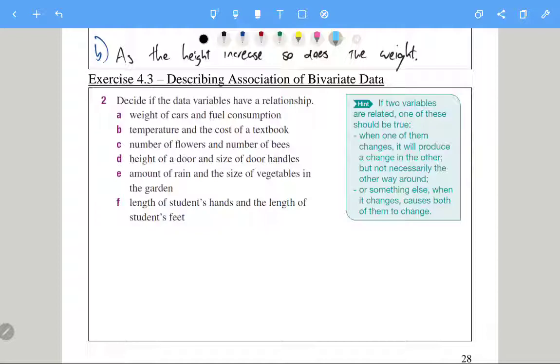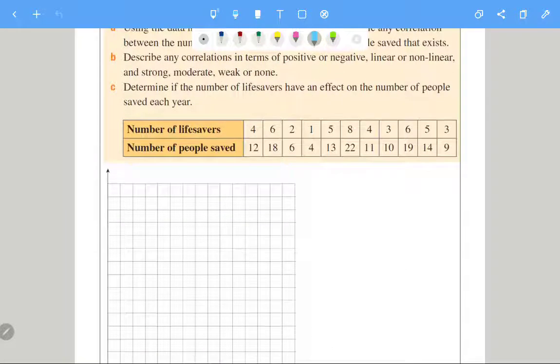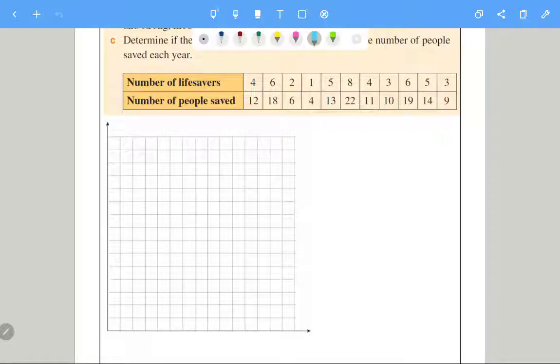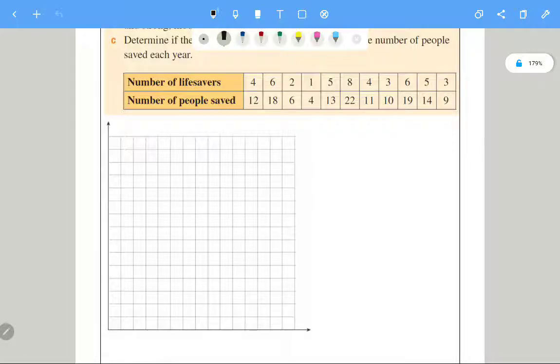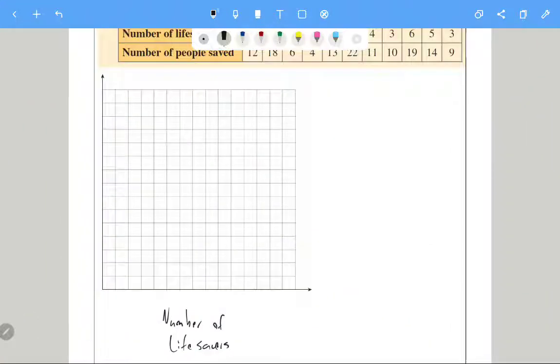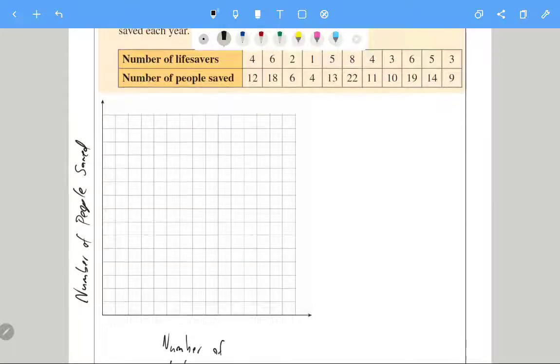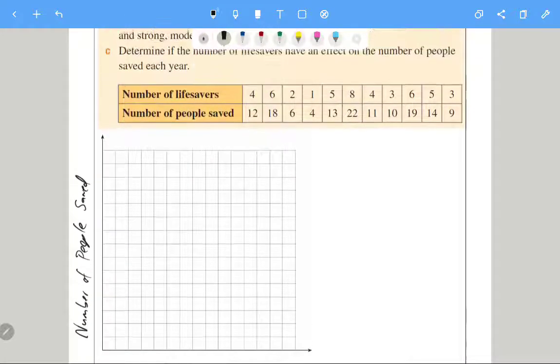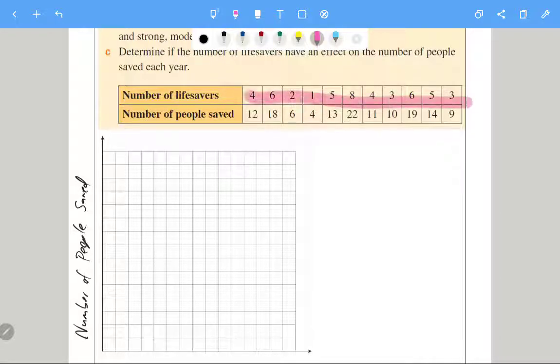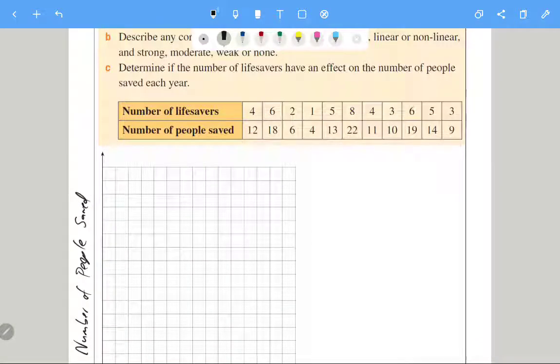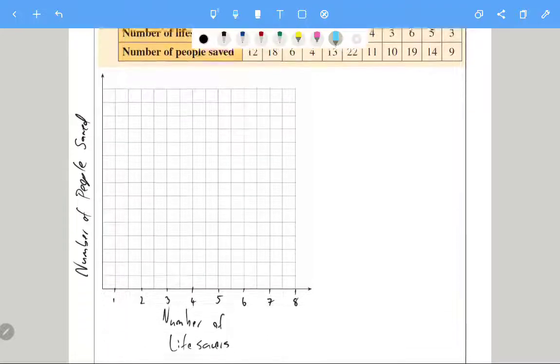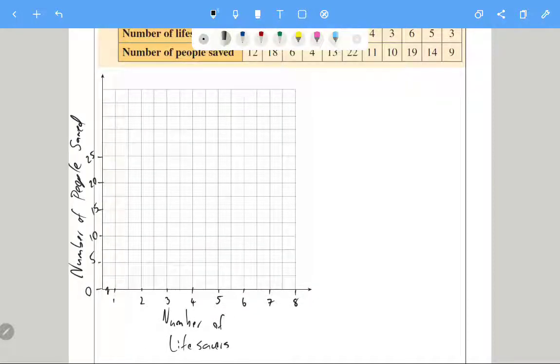Using the data in the table, create a scatter plot to determine any correlation that exists between the number of lifesavers and the number of people saved. Alright, so let's put the number of lifesavers on the bottom and the number of people saved on the side. The smallest number of lifesavers is 1 and the biggest number is 8, so on the x-axis, 1 to 8. For the y-axis, smallest number 4, biggest number 22, so I want to go from 0 all the way up to 22. On the y-axis, I've gone up in 5s.